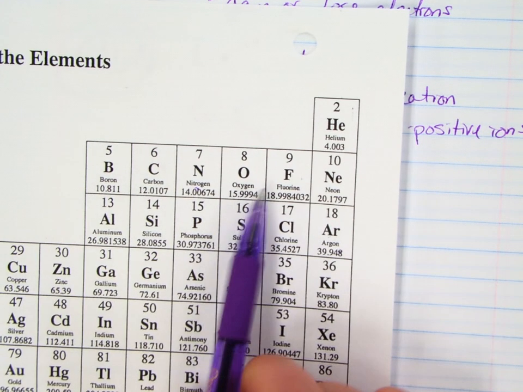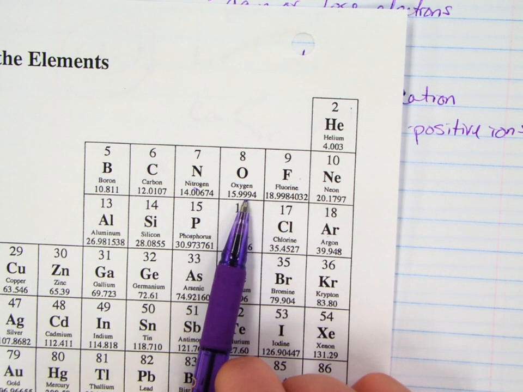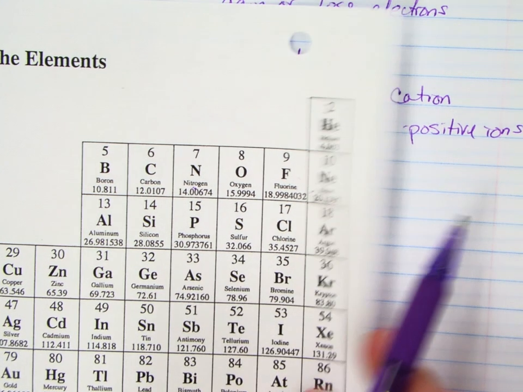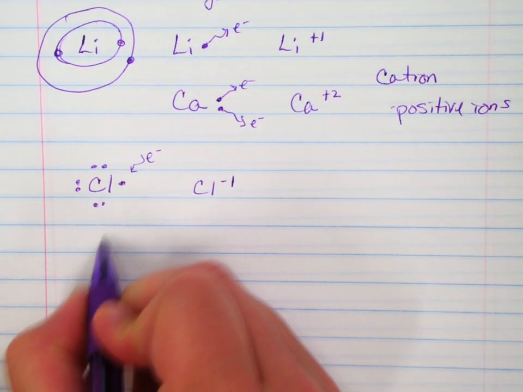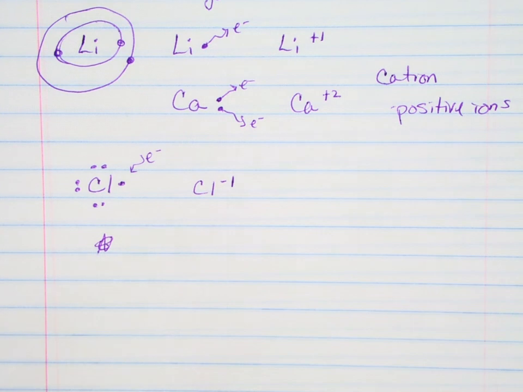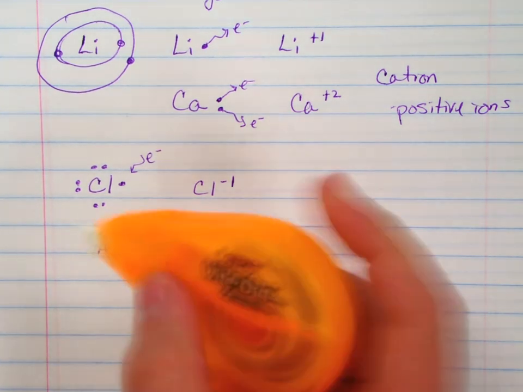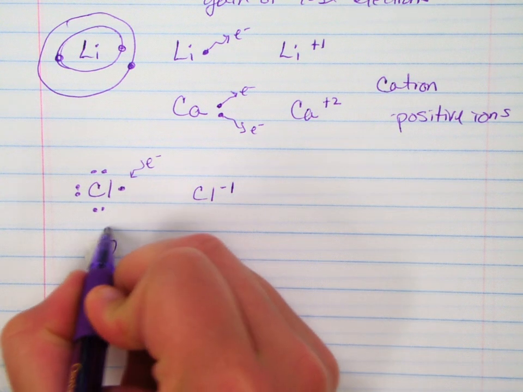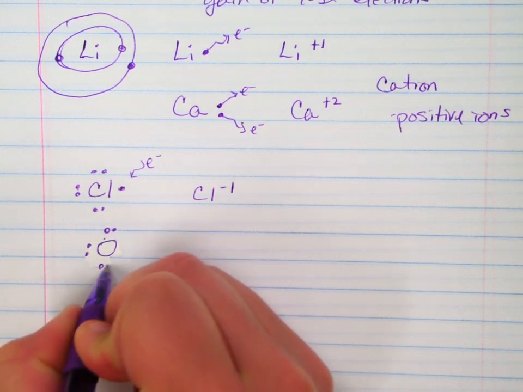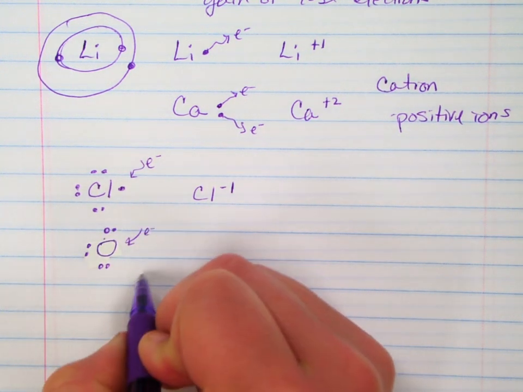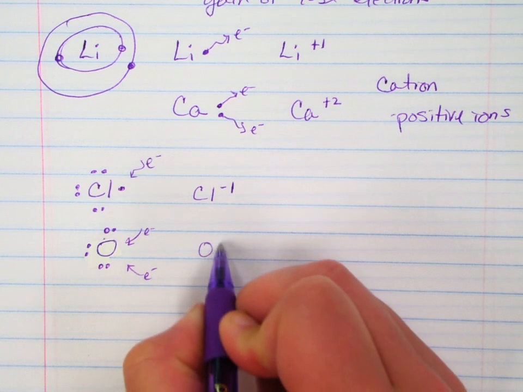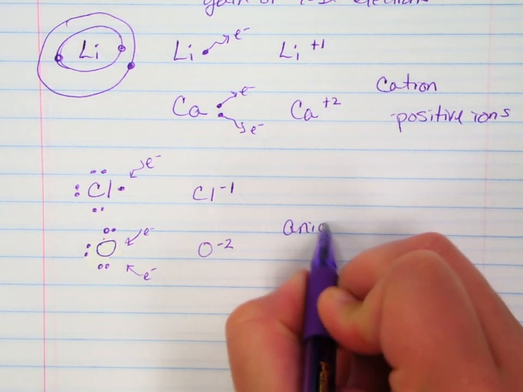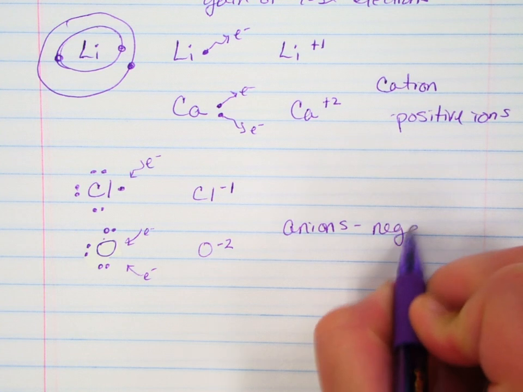Oxygen here, oxygen has 6 valence electrons. If it took 2 more, it would be like neon, and that would be its life's goal. It would be happy as a clam. It wants to be like neon, but it's still oxygen, so I still have to write an O for it. So oxygen has 6 valence electrons, and it would love for 2 electrons to fly in and make it negative 2. These are anions. These are negative ions.